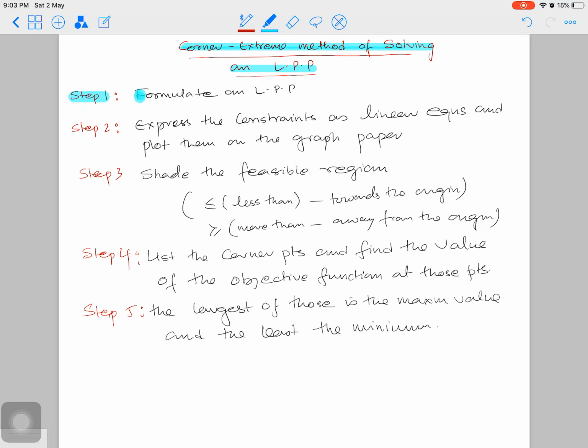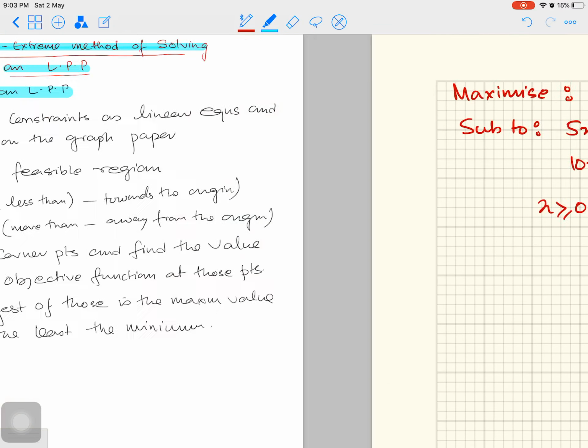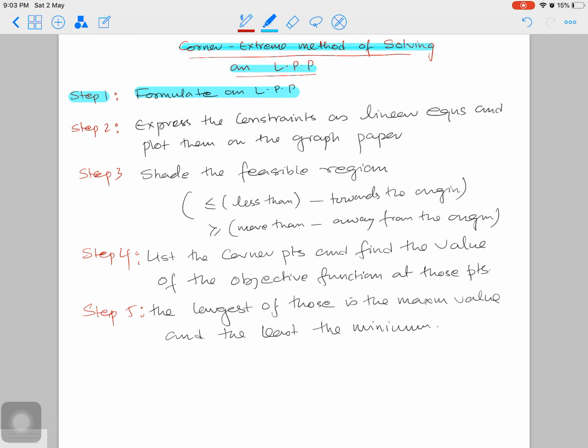Step 1 says formulate an LPP. We have already formed the LPP. Let me show you. This was the LPP that we left in part 2, the souvenir sum: a company produces two types of souvenir, A and B. We are continuing with that sum. This is what we had obtained after framing the LPP. So step 1 is to formulate an LPP, and we have already done it.